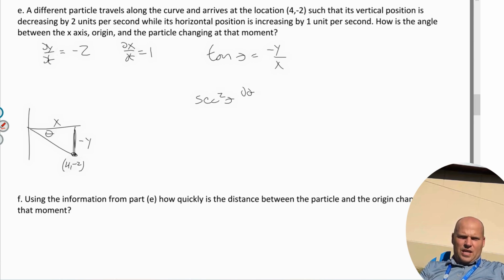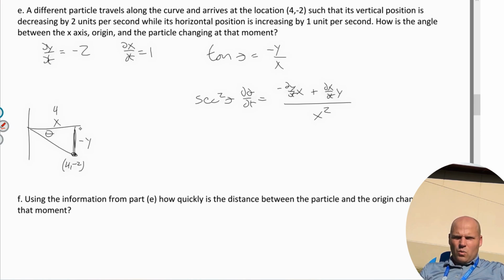Secant squared theta d theta/dt equals negative dy/dt times x minus dx/dt times negative y, so that becomes plus a positive, all over x squared. x is 4, y is negative 2. d: 4 squared plus 2 squared is 16 plus 4, which is 20. So d is root 20.